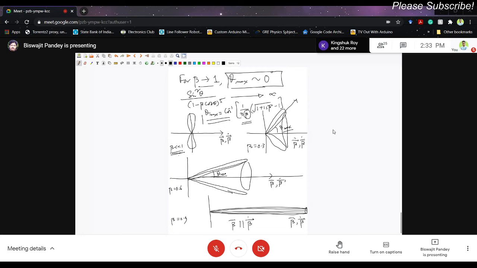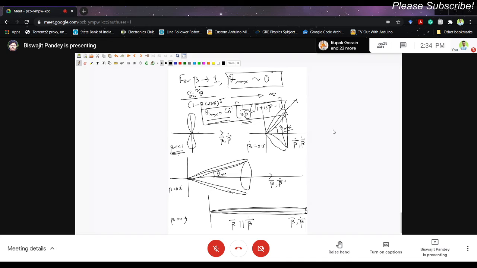And this formula can be cast in a different form. This is an important formula, and whatever I am discussing in this class is actually borrowed from Jackson's book. You can read Jackson's book for a thorough discussion. What I'm discussing is already there in Jackson's book, so you can consult it if you have any doubt, and also clarify it from me as well.